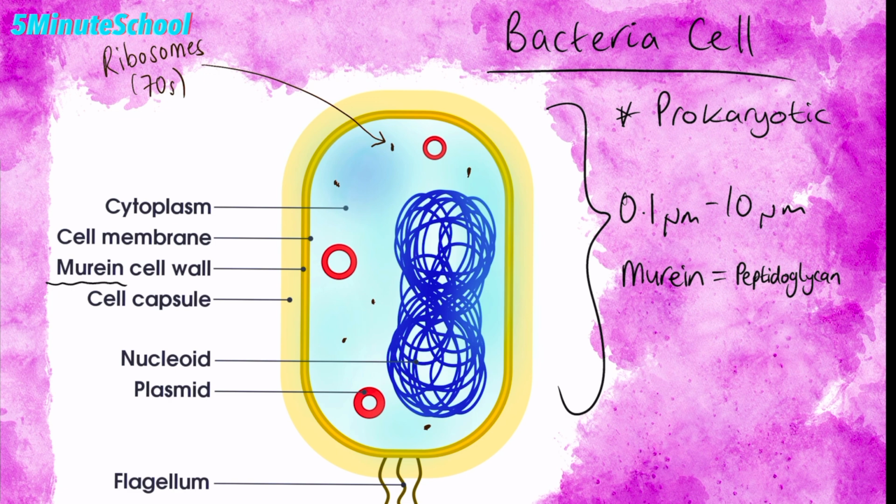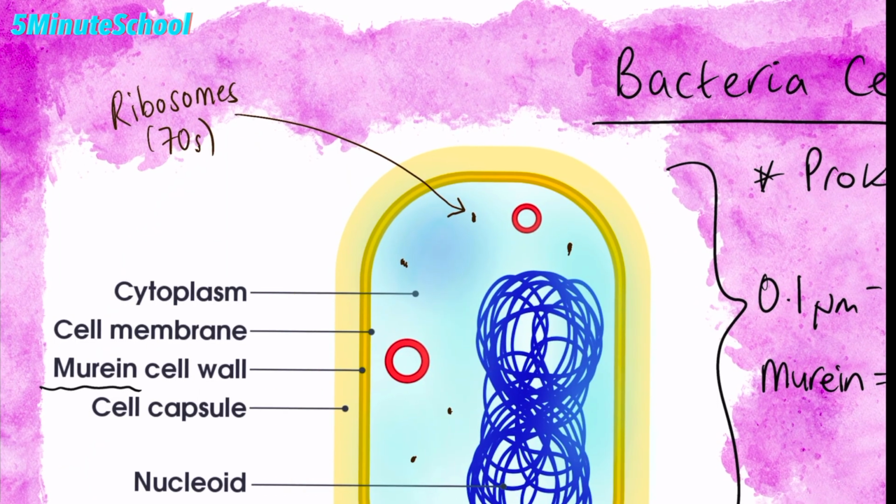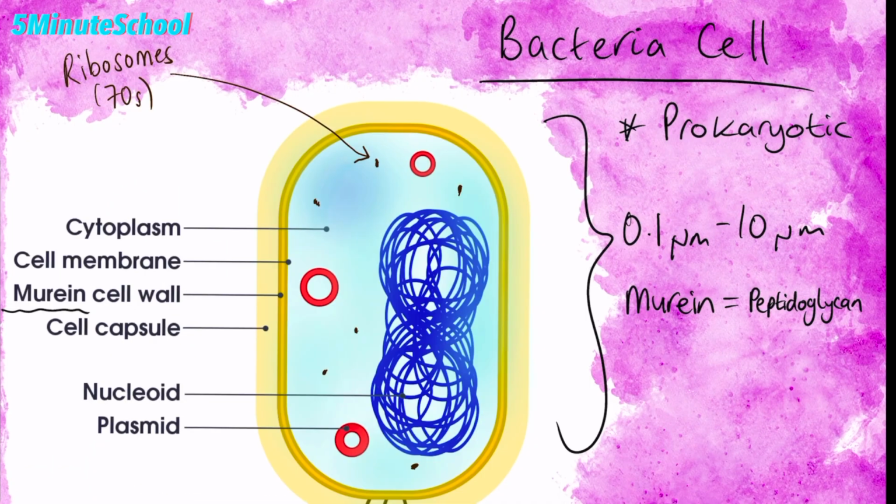They also contain a cell membrane, a cytoplasm, so similar to how a eukaryotic cell is, and they contain ribosomes which are a little bit different. They are the 70S ribosomes, not the 80S ribosomes you see in eukaryotic cells. So these are smaller ribosomes. The main function, of course, is protein synthesis.